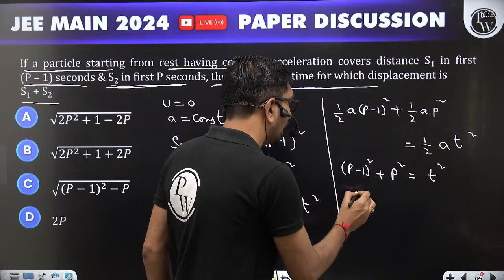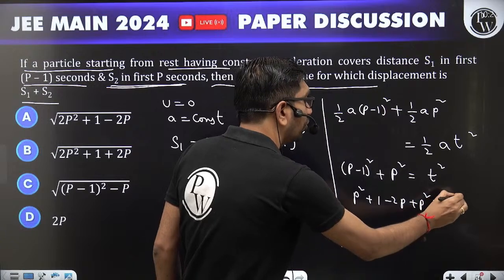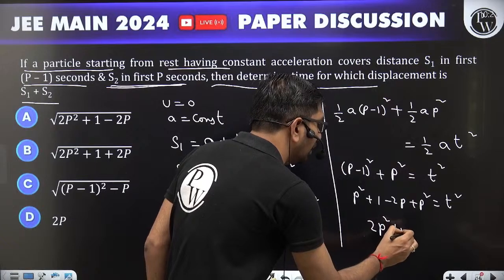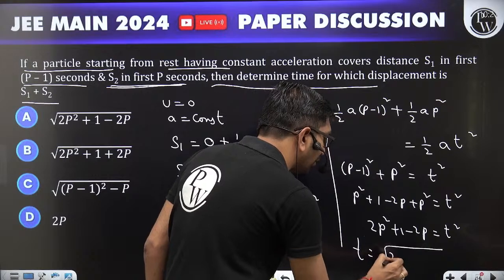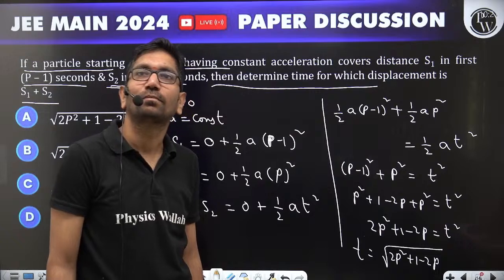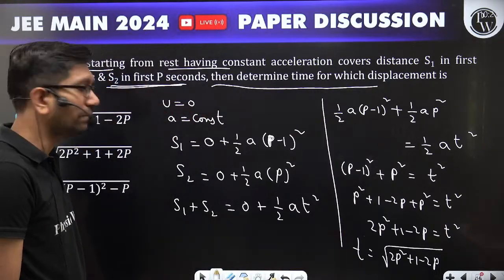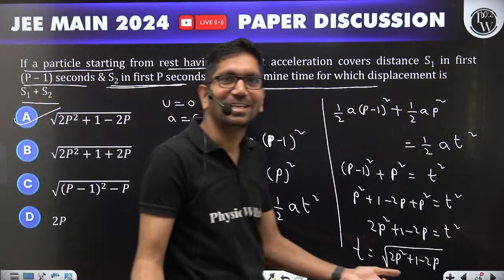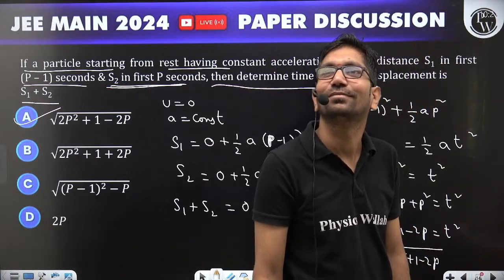Using (a minus b) whole squared = a squared plus b squared minus 2ab, we get p squared plus p squared, which is 2p squared. So 2p squared plus 1 minus 2p is equal to t squared. So t equals the square root of 2p squared plus 1 minus 2p, which is the final answer. So option A is the correct answer. This is also a very simple question. So let us move toward the next question.